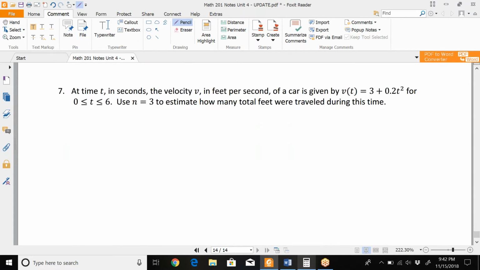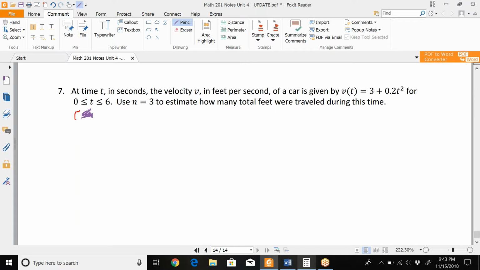So I'm going to do this one because this is in the review for your test, and I want you to make sure you have this in your notes. So at time t in seconds, the velocity v in feet per second of a car is given by v of t equals 3 plus 0.2 t squared for 0 to 6. Use 3 rectangles to estimate how many total feet were traveled during this time. So we're using the midpoint formula since they said use an n of 3.